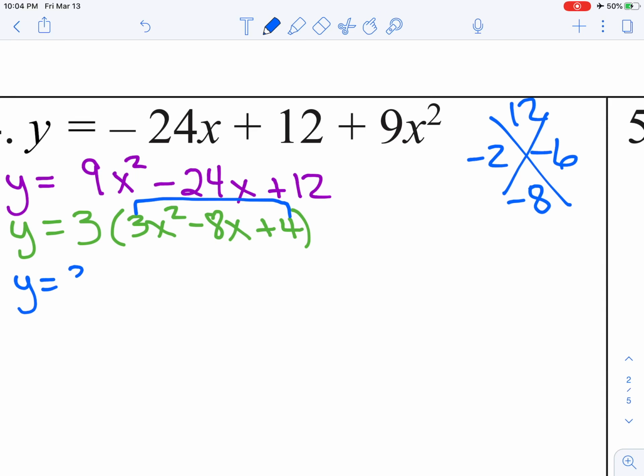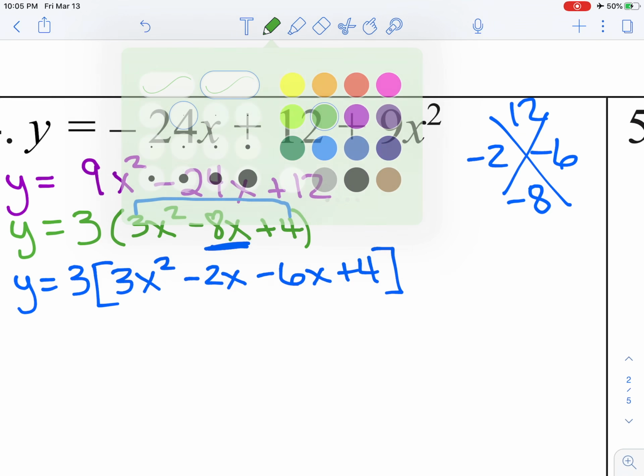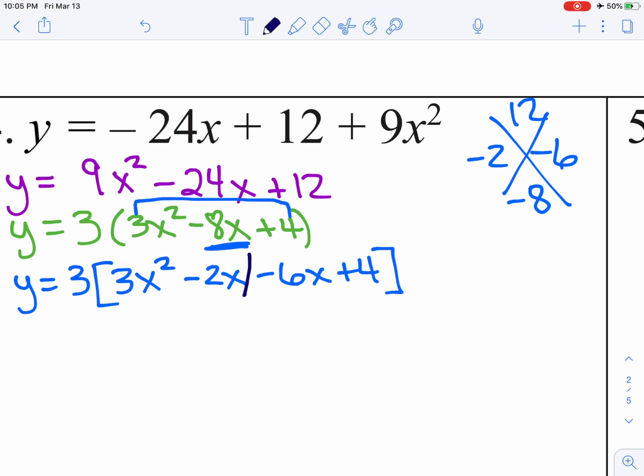So I'm going to actually put it in brackets just like I did on the other one. And I would have 3x squared. This is the one that we're splitting up. And it's going to be -2x minus 6x plus 4. Again, if you notice, all we did was replace the -8x with -2x and -6x because they add to get -8x. Okay, let's change the color for a minute. Oop, I don't want to go to that color. Let's go to purple.